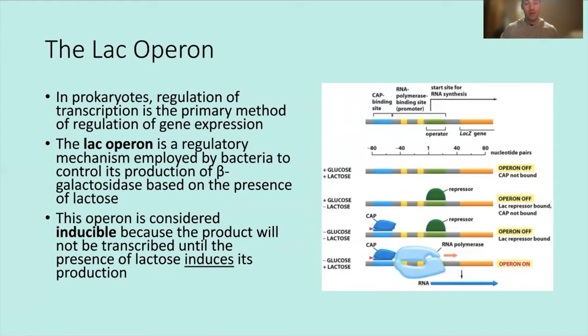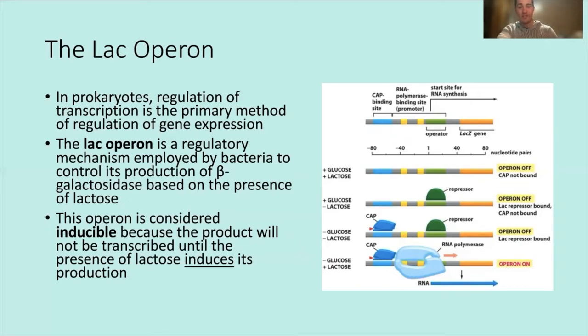So the Lac Operon is almost definitely going to appear on the MCAT, so it's really important that you understand it. It's not super hard conceptually, but sometimes when you look at the picture and you don't understand what you're looking at, it can be kind of scary. So we're just going to summarize all of it. We're going to go over some of the important terms, and then we'll try to apply it to a question or two. In prokaryotes, regulation of transcription is the primary method of regulation of gene expression.